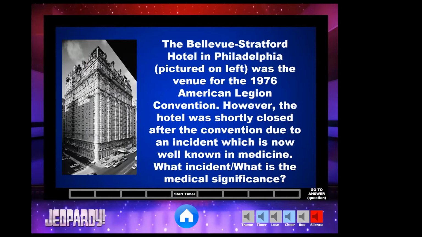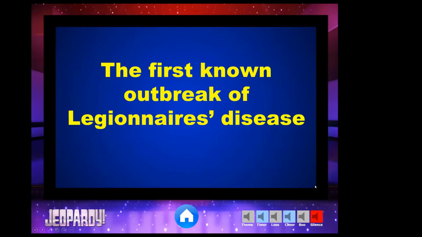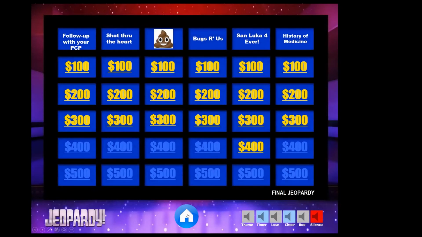You got it? Go for it. So this was where Legionnaires was identified. Perfect. First known outbreak of Legionnaire's disease named after the American Legion Convention. Good answer. This tells you should go for history. Team 2 gets 400.